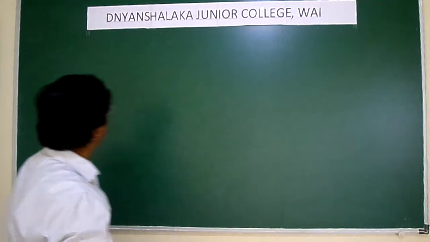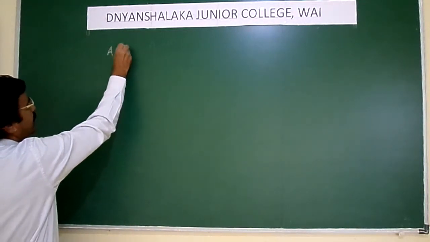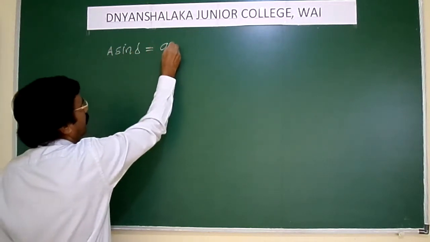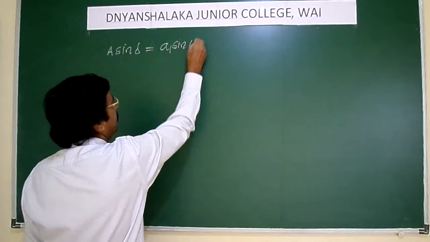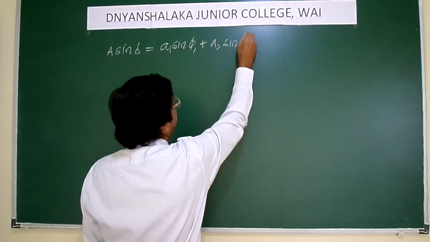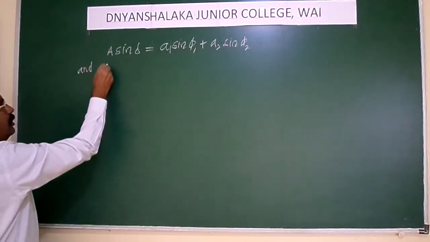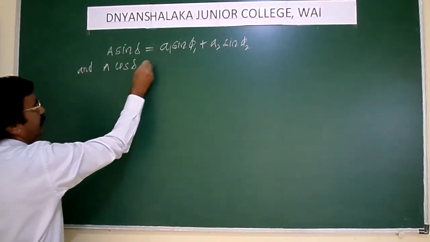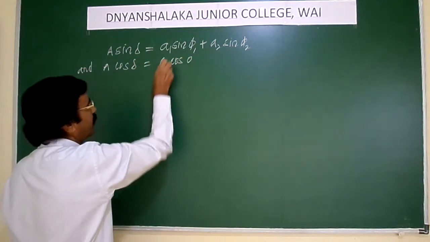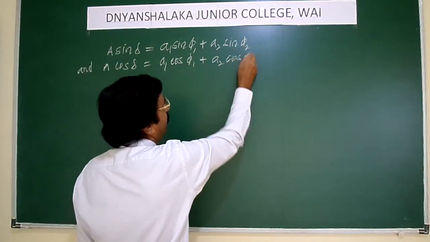Our consideration is A sin of delta is equal to A1 sin of phi 1 plus A2 sin of phi 2, and A cos of delta is equal to A1 cos of phi 1 plus A2 cos of phi 2.